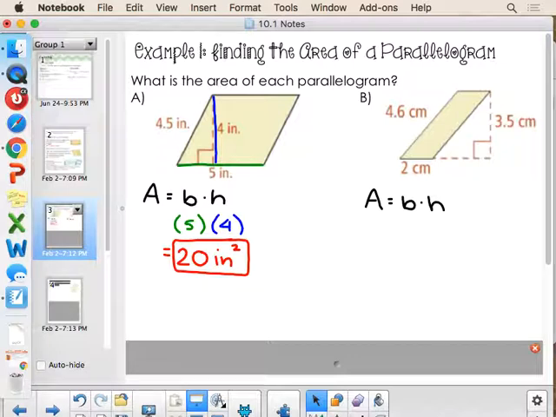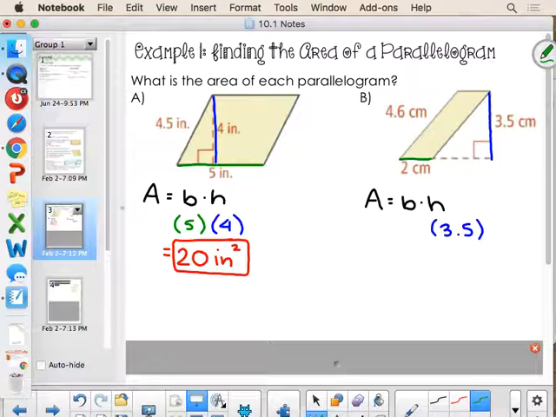What are we going to use as our height? The 3.5 piece, okay? Because we're seeing this right angle measure. So we're going to use 3.5 as our height. 3.5 is the height for what base? The 2. Because notice this line is perpendicular to this line, and the height is the altitude, okay? So we're using 2 as our base.